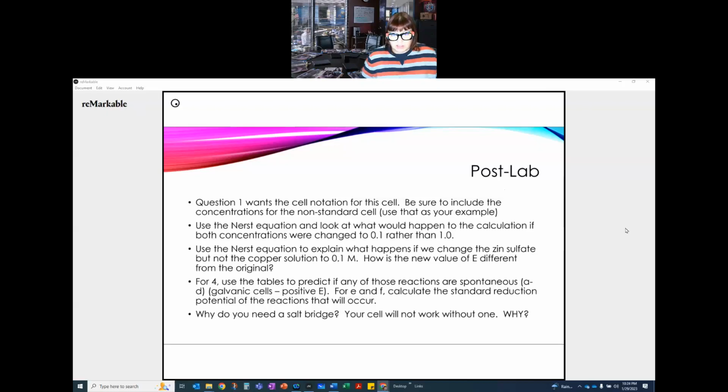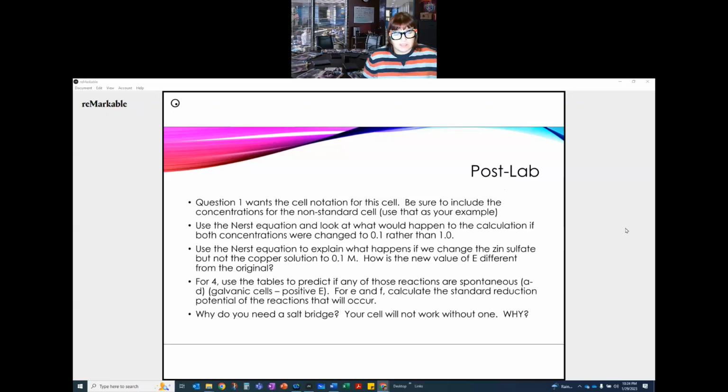Question 1. What's the cell notation for the cell? We should include the concentrations because you'll need to do this for the standard cell and for the non-standard cell. Use the Nernst equation and look at what would happen to the calculation if both concentrations were changed to 0.1 rather than 1. Do the math, we'll see what happens. Use the Nernst equation to explain what happens if we change the zinc sulfate, but not the copper solution, to 0.1. Is that a new value of E different from the original?